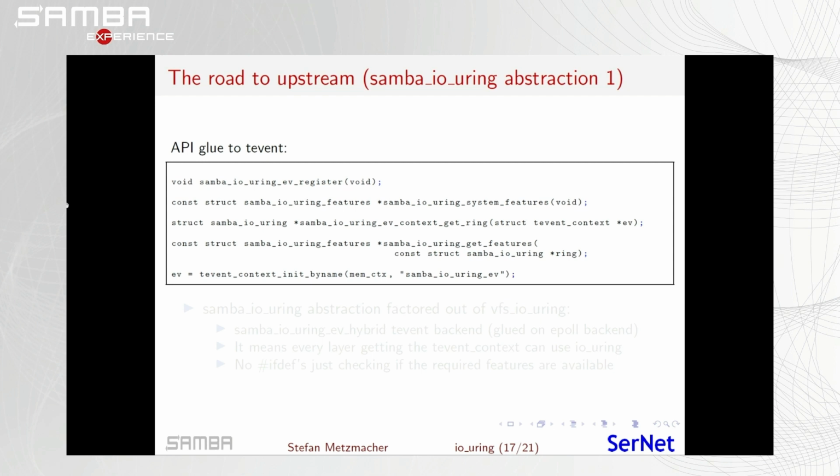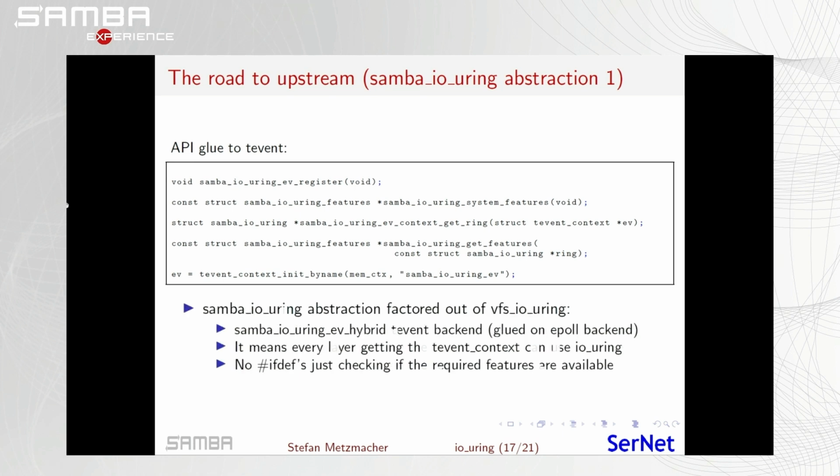So, and yeah, the caller will just use the Samba io_uring event context. This is basically factoring out some common code from the VFS io_uring backend, and it means that we will basically be able to use io_uring everywhere where we have a tevent context. And yeah, as said, no ifdefs, we just check the features which are available on the current system and react on that in order to do fallbacks.